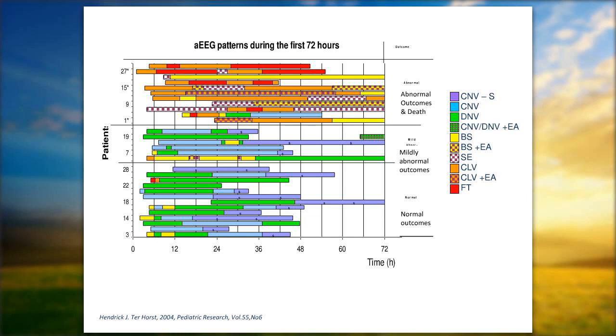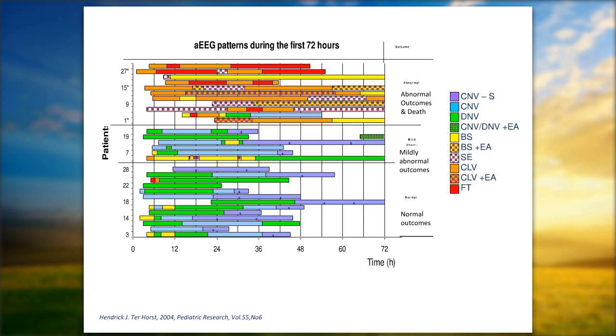Then you see the others, again similar to our healthier kids, where they went through these periods of low voltage, then burst suppression, interspersed with a few seizures, and then you see a return to a discontinuous trace, which we would expect.